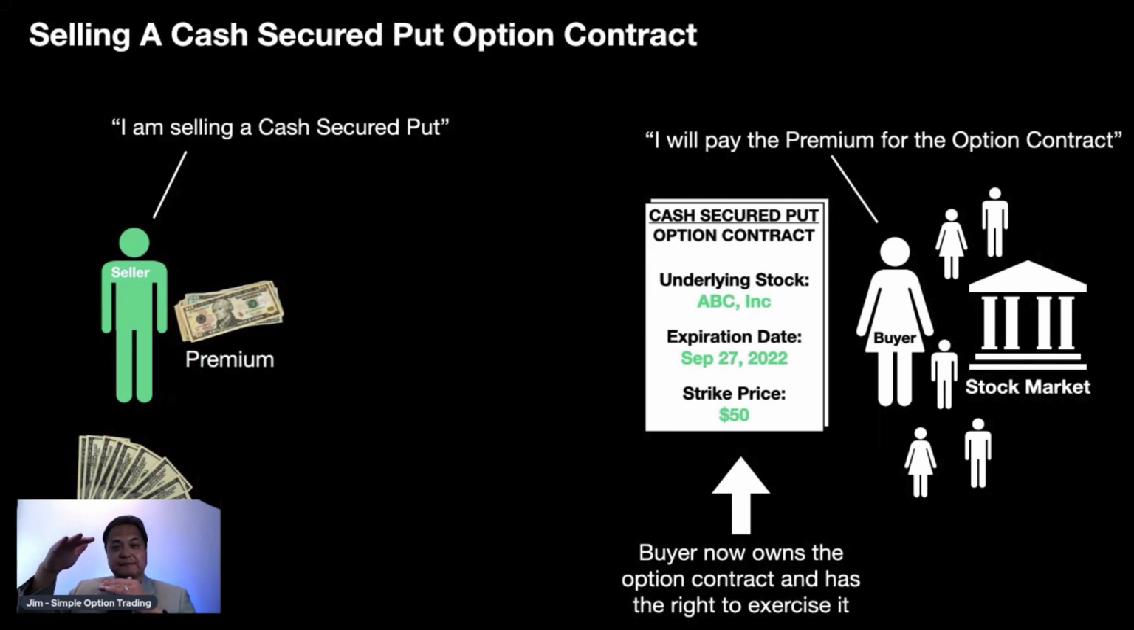Now, on the flip side, let's say that the market price is $51, which is above the strike price. At that point, the terms and conditions of the option contract aren't met, so that option contract actually expires worthless. As a result, I keep my collateral. The money reserved as my collateral is released back into my account, and I keep the premium.